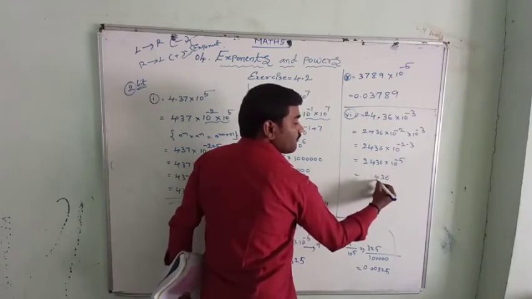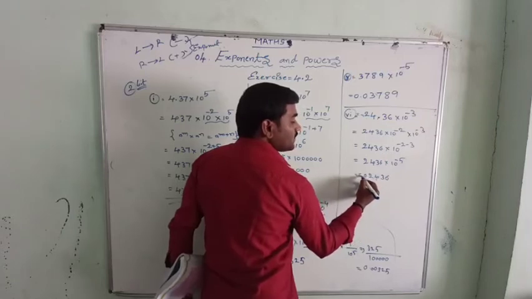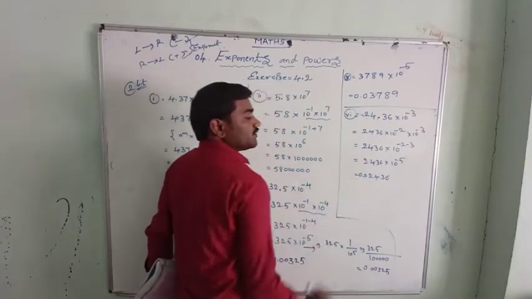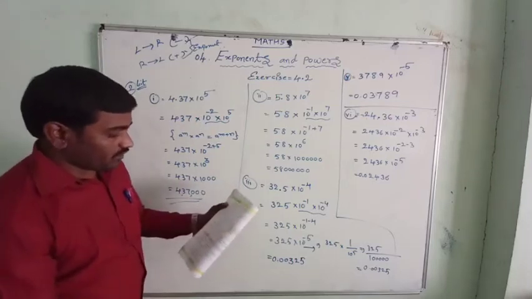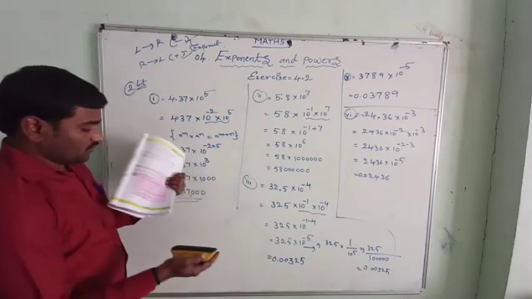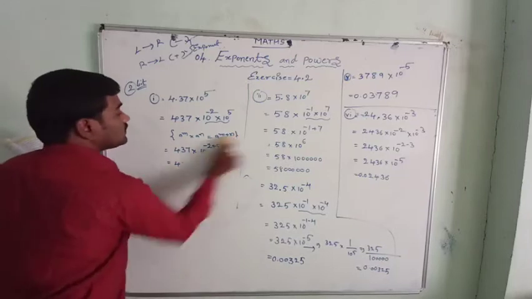6, 3, 4, 2, 0, 0.0. 1, 2, 3, 4, 5. So in this way you can do it. There is no problem. So only one problem I left in this bit. There is a fourth one that you need to solve.